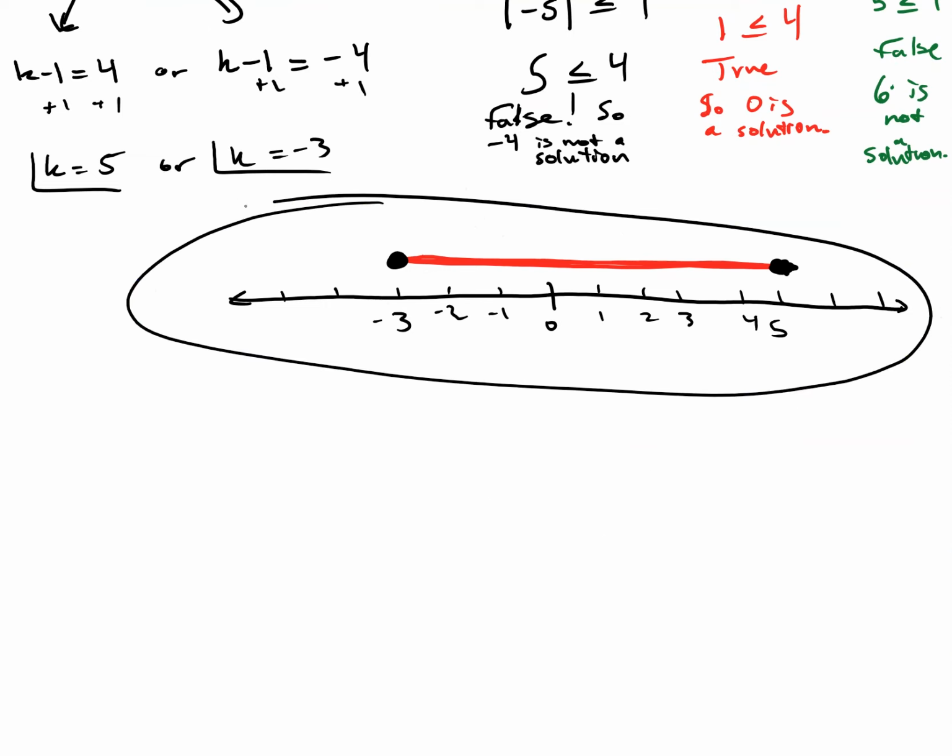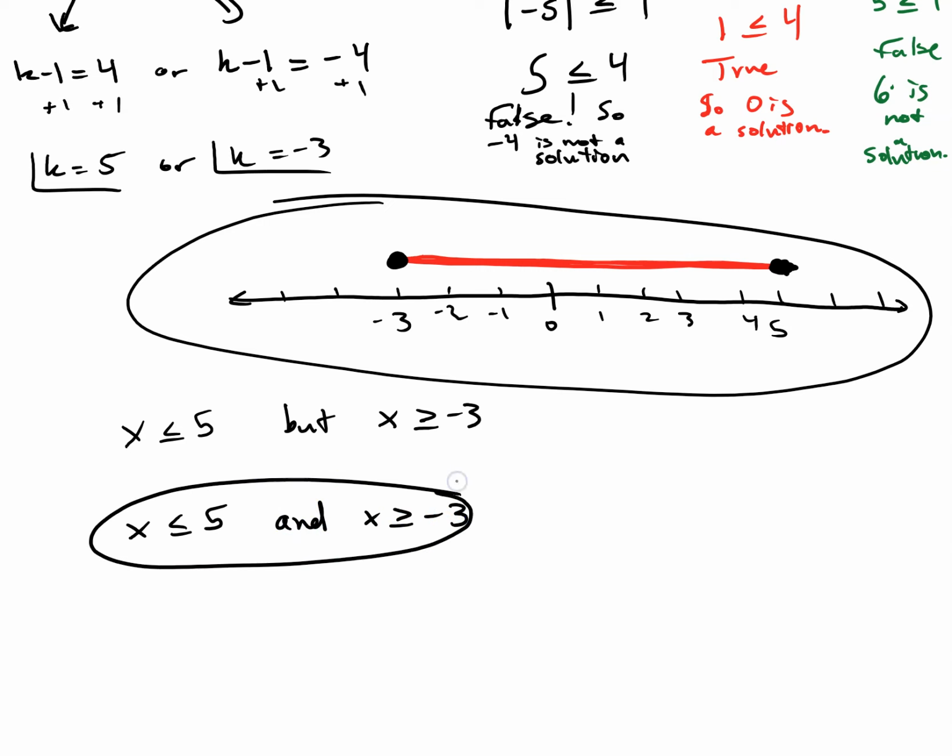So you have 2 options here. You notice that x is less than or equal to 5, but it's also greater than or equal to negative 3. All right, and traditionally, we don't use the word but. We use or for the other one, so we're going to use and for this one. So that's one option. Most of the time, however, you're going to see it written as x is less than or equal to 5, and x is greater than or equal to negative 3.